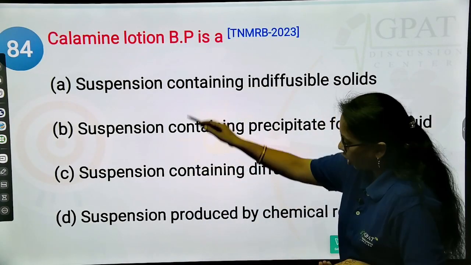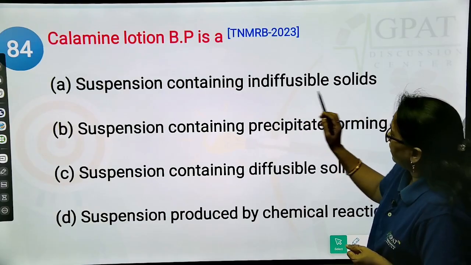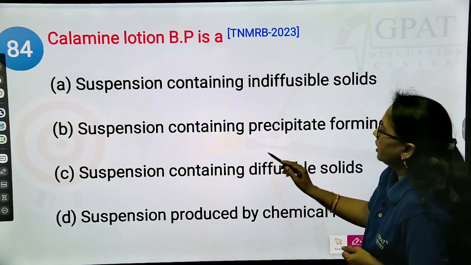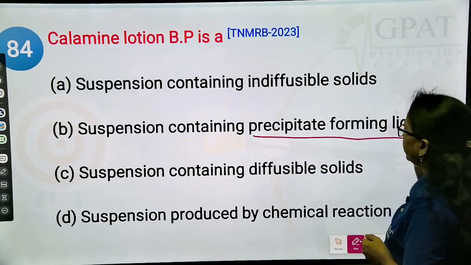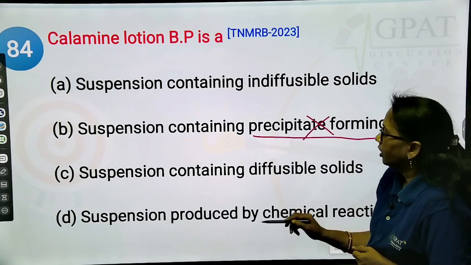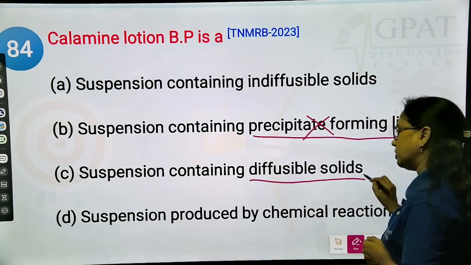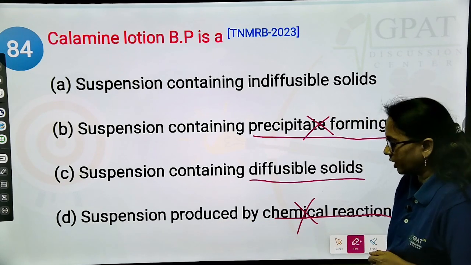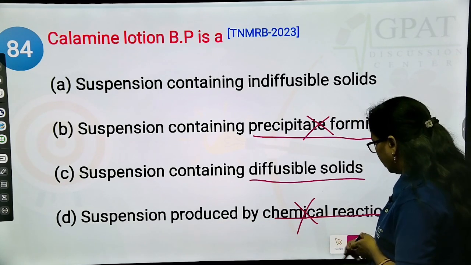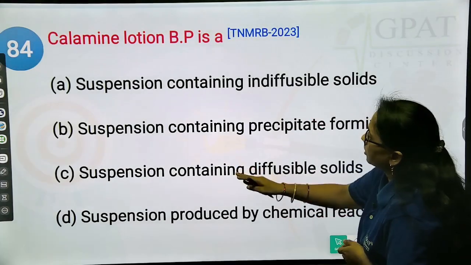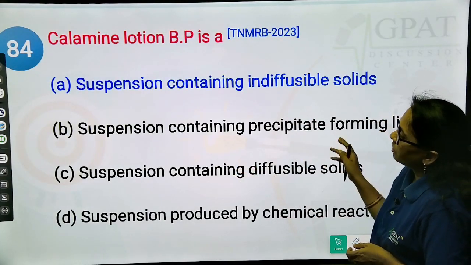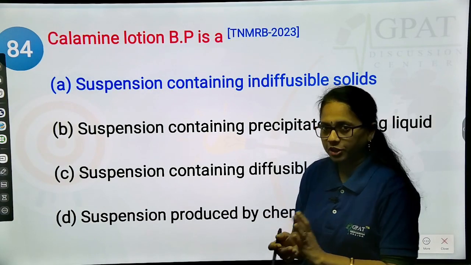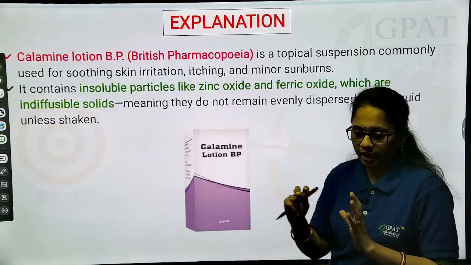All these are suspensions only, which contain, option A they have given indiffusible solids, and option B containing precipitate forming liquid, no, not at all. Suspension containing diffusible solids, suspension produced by chemical reaction. Okay, chemical reaction we are not going to use in the case of this topical formulation. Whereas this calamine lotion mostly contains indiffusible solids, not diffusible ones, unless it is shaken. Okay.